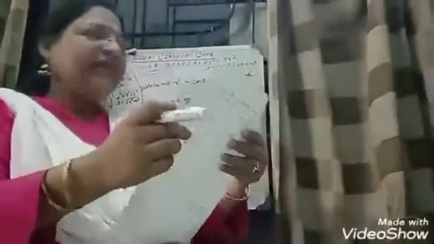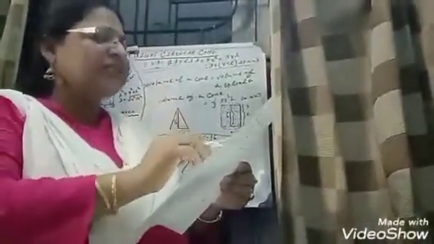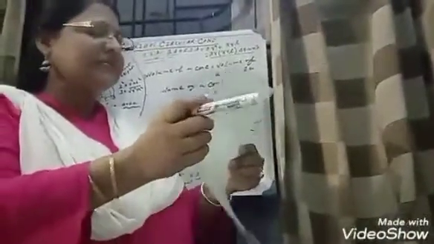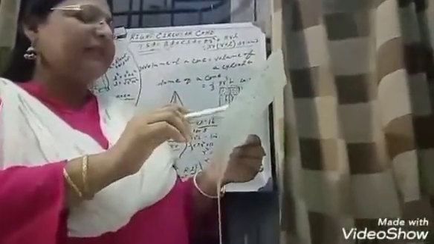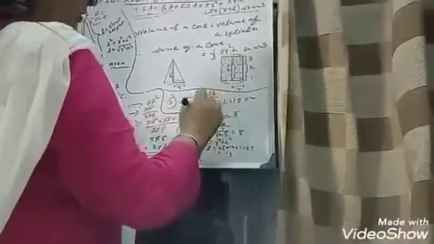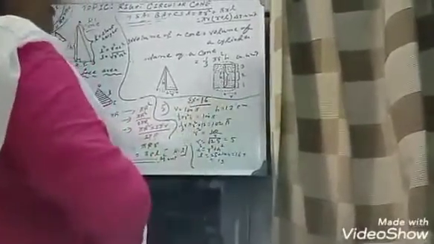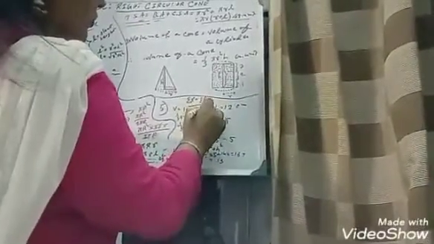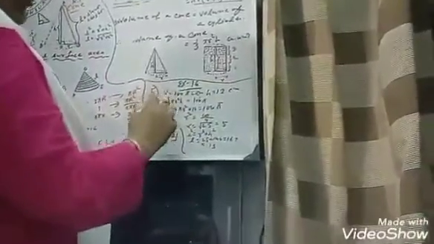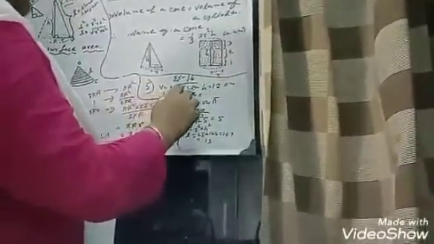Next sum number 5. What is the question here? This is the question. If the volume of a right circular cone is 100 pi cubic centimeter and height is 12 centimeter, then let us calculate the slant height of the cone. Okay, so volume is given as 100 pi cubic centimeter, and H is equal to 12 centimeter. Volume is, we know, 1/3 pi r square H is equal to 100 pi.